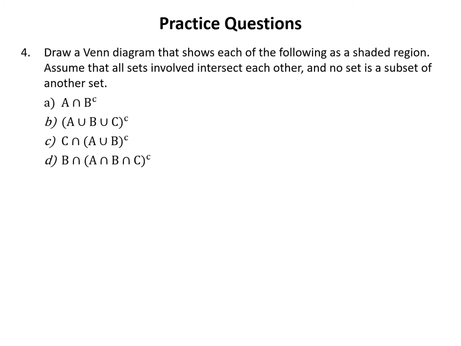Question 4. Draw a Venn diagram that shows each of the following as a shaded region, and assume that all sets involved intersect each other and no set is a subset of another set. What that means, by the way, is that the first assumption is that there's an overlap between all sets that are drawn, and the second one, no set is a subset of another set, means that no set is entirely within another set.